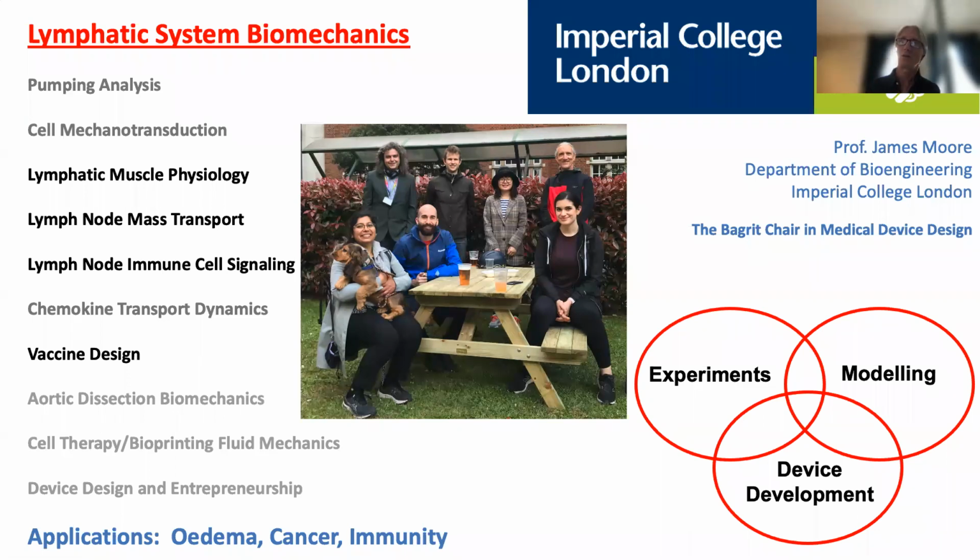We have a lot of projects in the lab that are listed on the left there. You heard about some of the pumping analysis last time. This time we're going to be talking more about the immune system. But in all cases in our research, we do some experiments, we do some computational modeling, and we do some device development. You're going to hear mainly about the experiments and modeling today, not so much about the device development. But the idea is that what we're after is a better understanding of this very complex system.